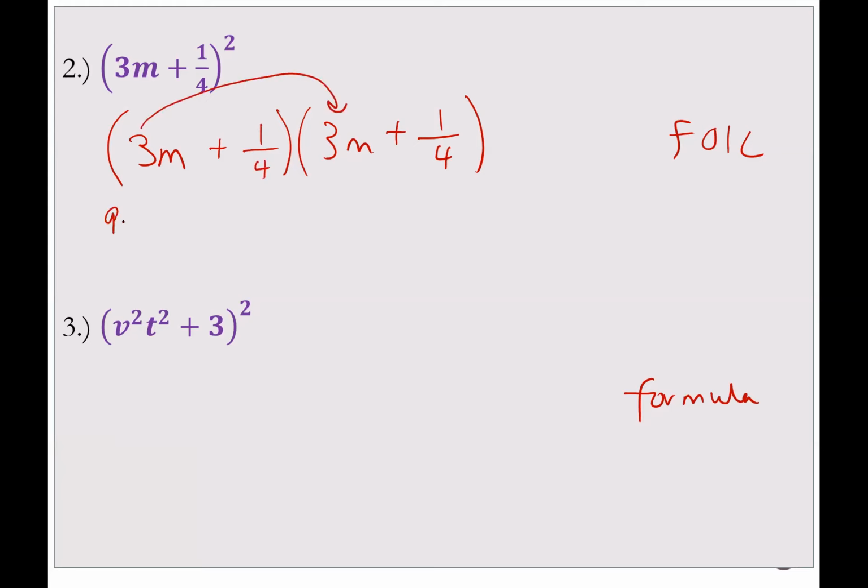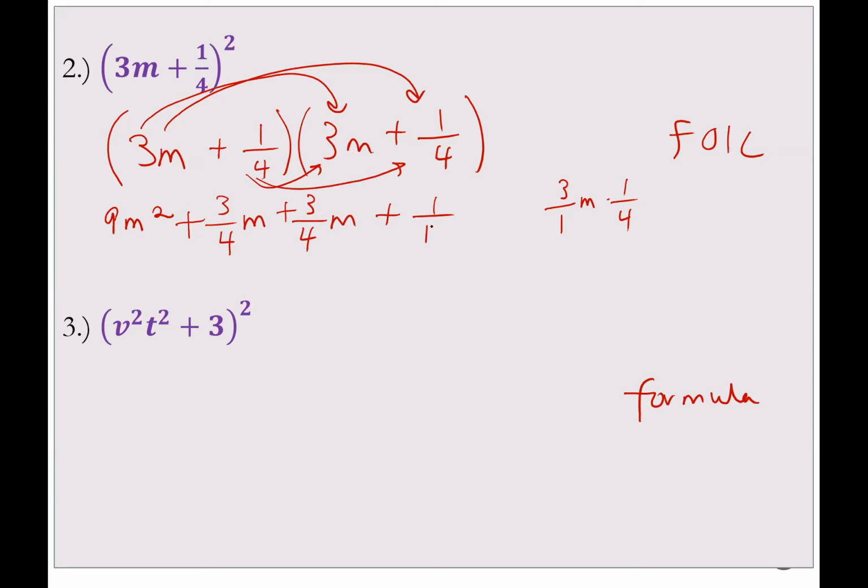3m times 3m is 9m squared. 3m times 1/4. Okay, so this is really 3 over 1, m times 1/4. Multiply across, it becomes 3/4, or 3/4 m, if I keep the m last. Then here's my next one, 1/4 times 3m, that's 3/4 m again, plus 1/4 times 1/4 would be 1/16 if I multiply across. All right, so once again, notice that those two middle terms are the same. So I am going to need to combine them.